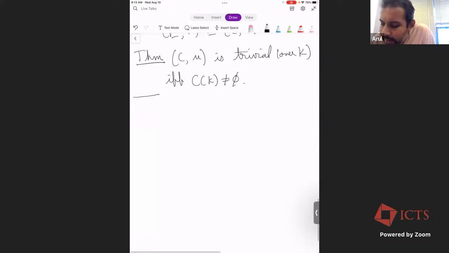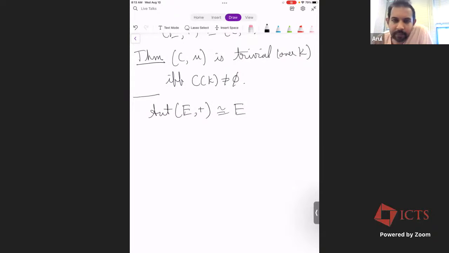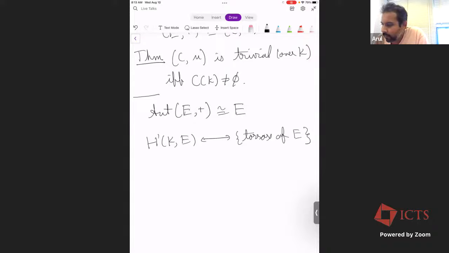Now, it's easy to see that the automorphism group of E, which respects addition, is exactly E. The only automorphisms are translations by points in E. And so what we get is that H1(K, E) is in natural bijection with torsors of E.